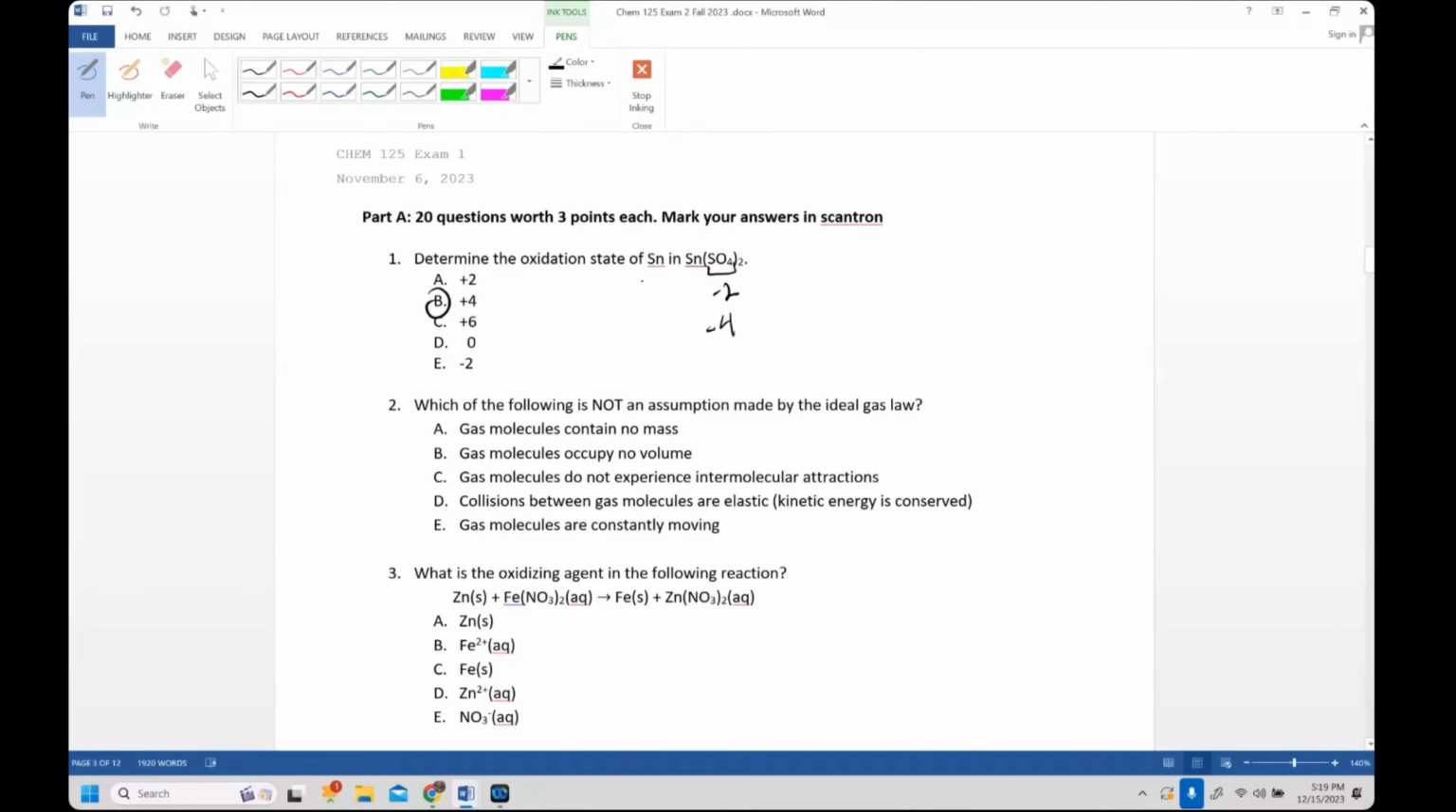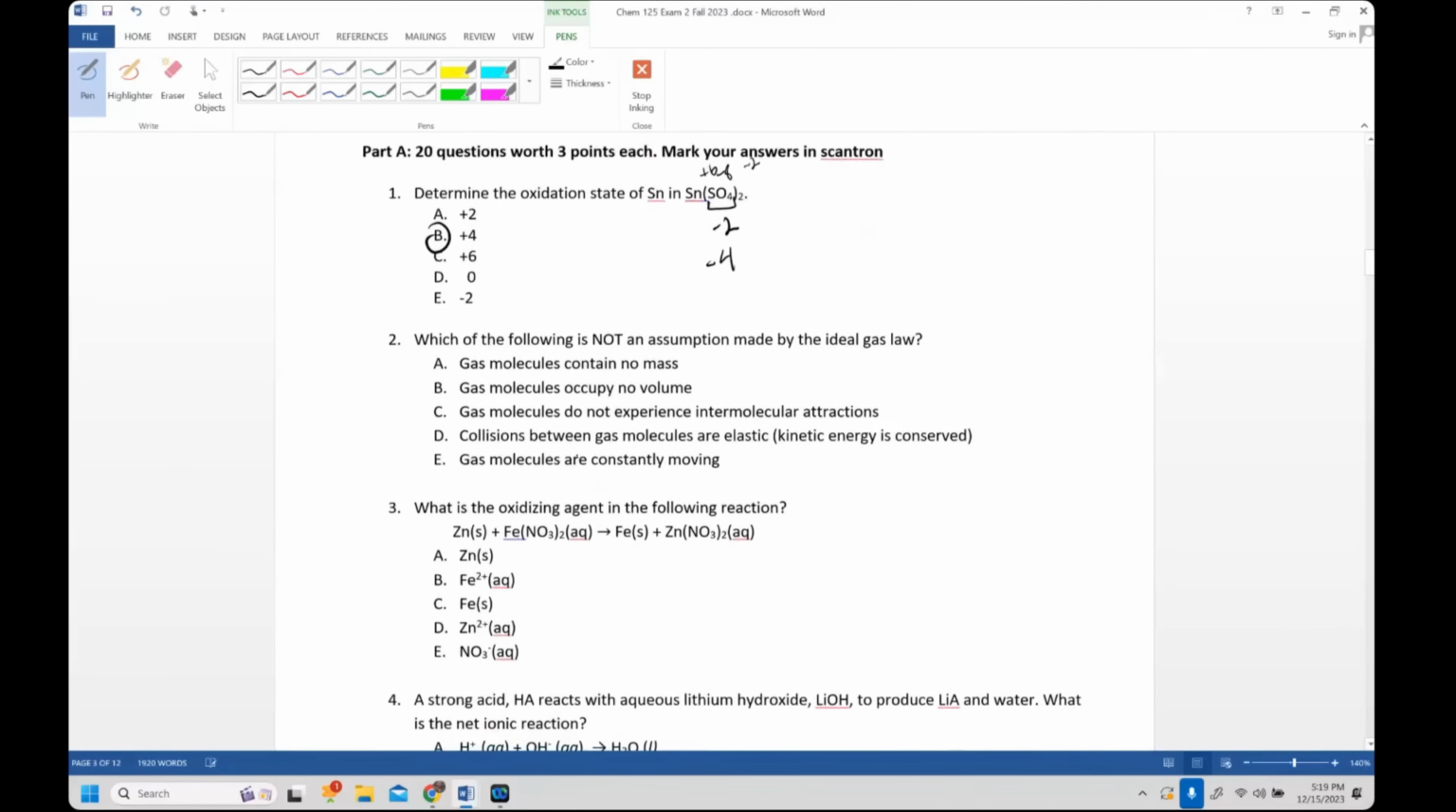Simple. And if we wanted to break it down, we could say oxygen we know is -2. There's 4 of them, so that's -8 total. Then SO4 2- is a 2- charge. That means sulfur would have to be +6, and then we can figure out tin from there. But we don't have to.